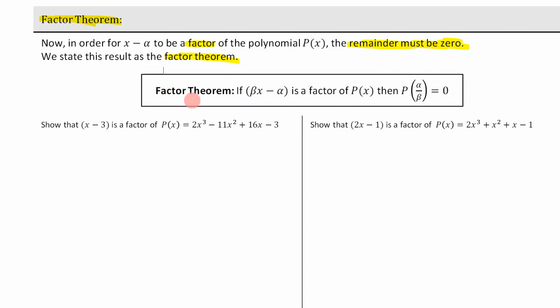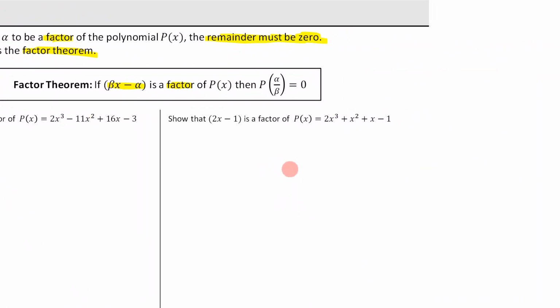The only little thing that makes the factor theorem different is that your end result is 0, and therefore the divisor is a factor. So it says if beta x minus alpha is a factor of p of x, then p of alpha over beta is equal to 0. Perfect. So what exactly is this telling us? Well, if my divisor here is beta x minus alpha, and that's equal to 0, and now I solve that, I'm going to get x is equal to that. And now if I sub that into p of x, if I get 0 out, that means that my original divisor was a factor.